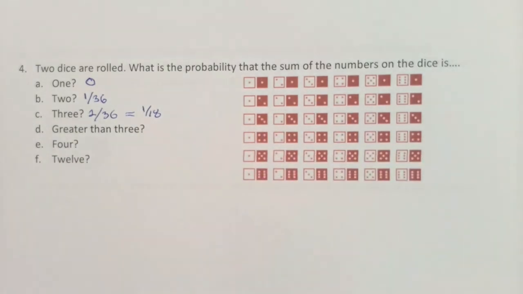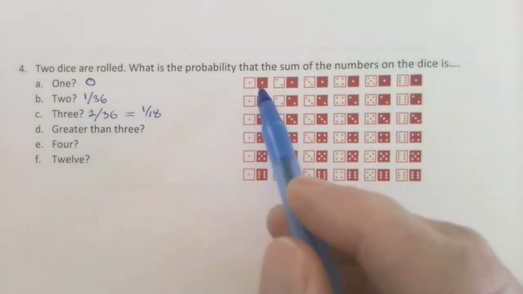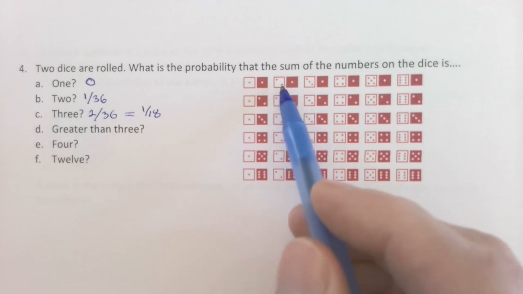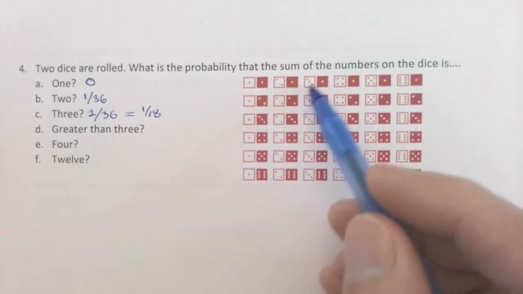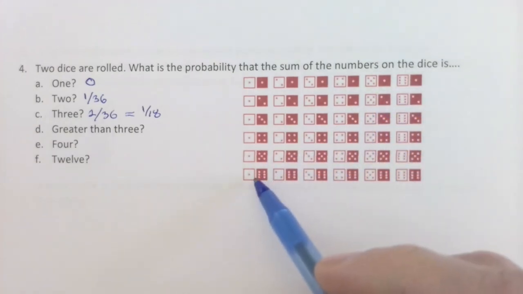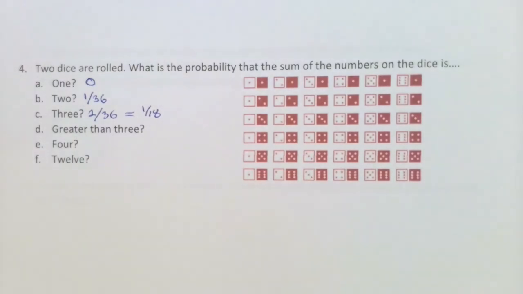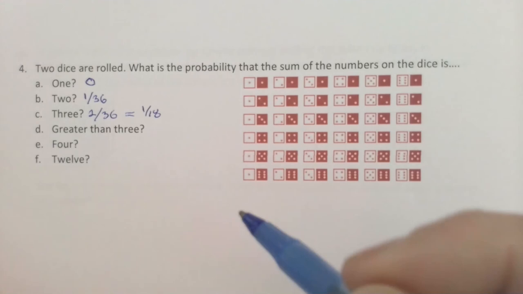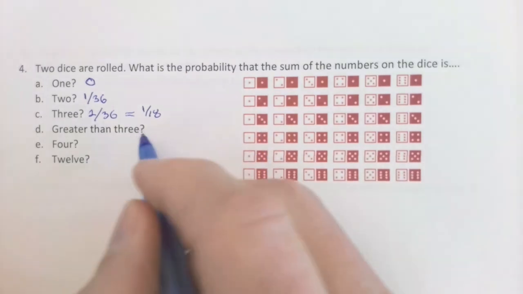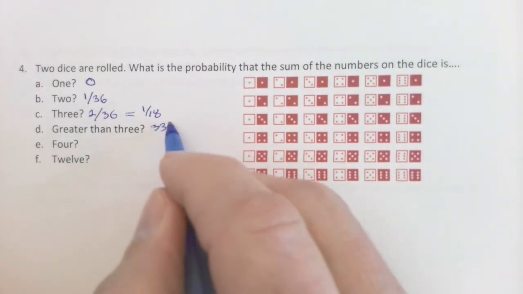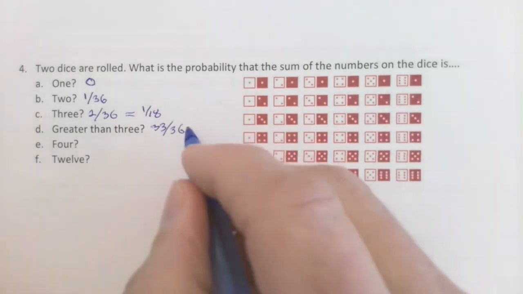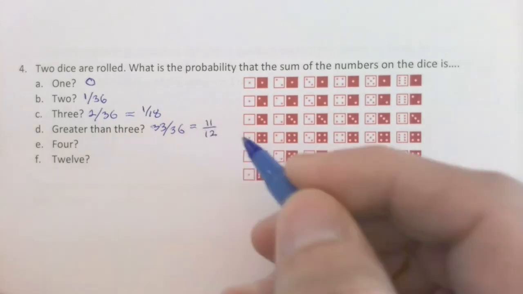Okay, what about greater than 3? This one adds to 2. This combination adds to 3, and so does this one. All the rest of these add to 4 or 5 or 6 and so forth. These down here on this diagonal add to 7. All those add up to greater than 3. So really, the only ones that don't add up to greater than 3 are these three up here in the corner. So what's 36 minus 3? It's 33. The probability of getting an answer bigger than 3 is 33 out of 36, which you can reduce by dividing by 3, and you end up with 11 over 12.